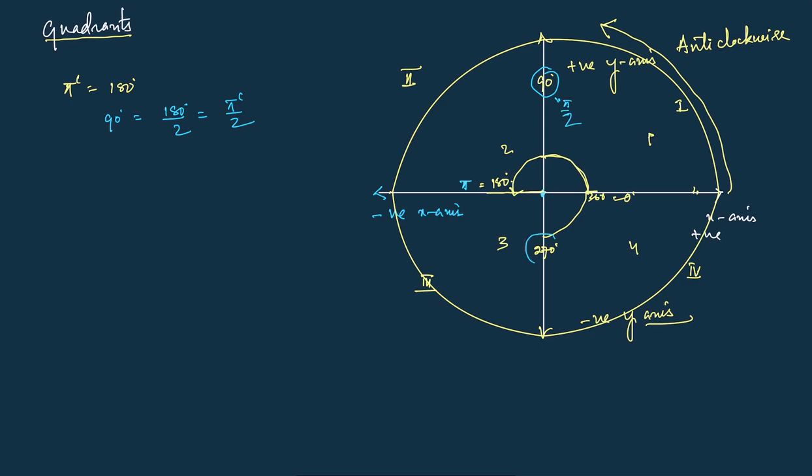So now 270. How can we write 270? 270 is nothing but 3 into 90. But 3 into, what is 90?